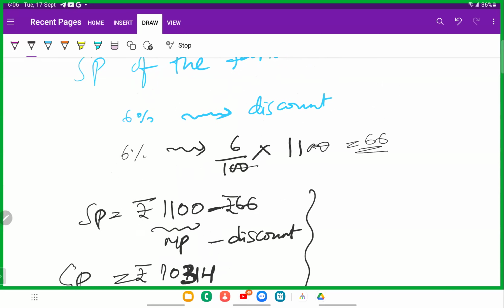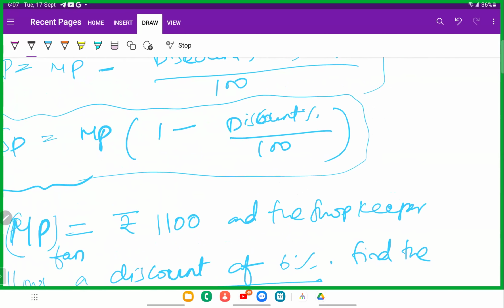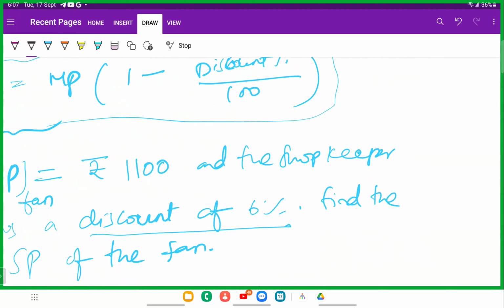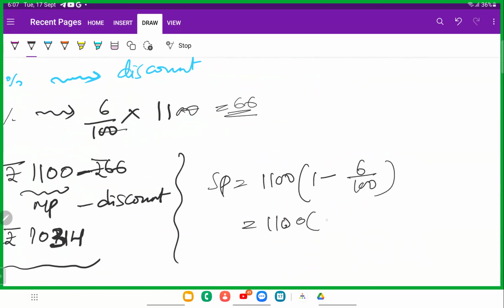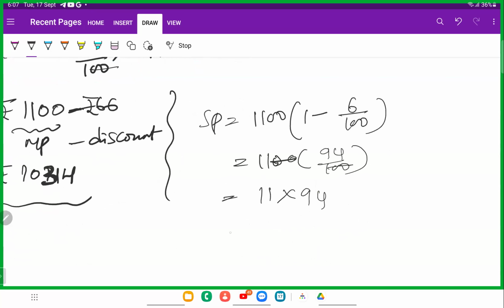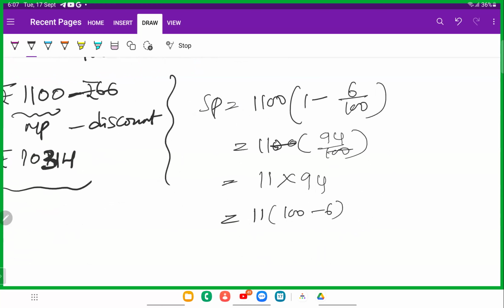Now you apply this formula. That is market price into 1 minus discount percentage by 100. So the market price is 1100, and 1 minus discount percent is 6 by 100. So that will be equal to 1100 into 100 minus 6, which is 94, by 100. So this will get cancelled. 11 into 94 is 1034.